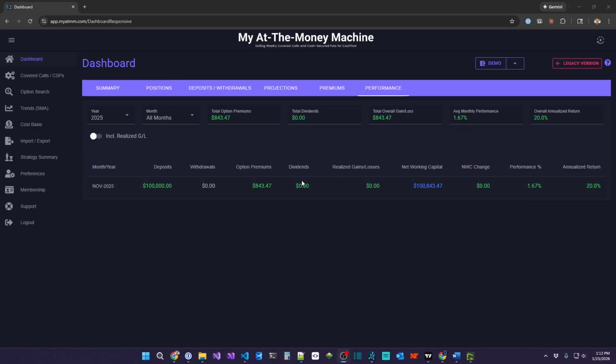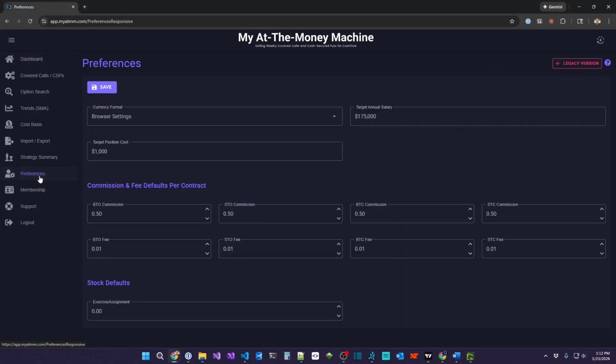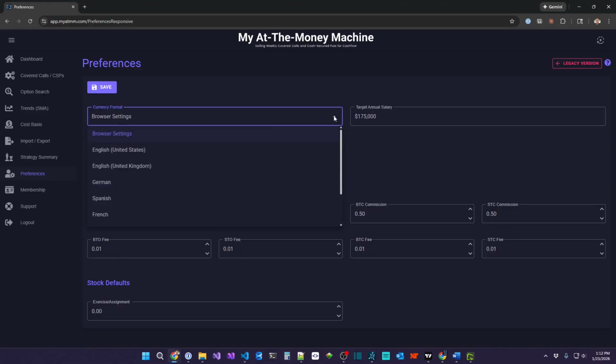And before I forget, because I almost forgot again, let's go over to the preferences screen. All right, so on the preferences screen, I have a currency format. By default, it just uses whatever your browser is set to, but we have some customers that like to pick the currency format that they want. So they pick a specific format to see all the currencies listed in.